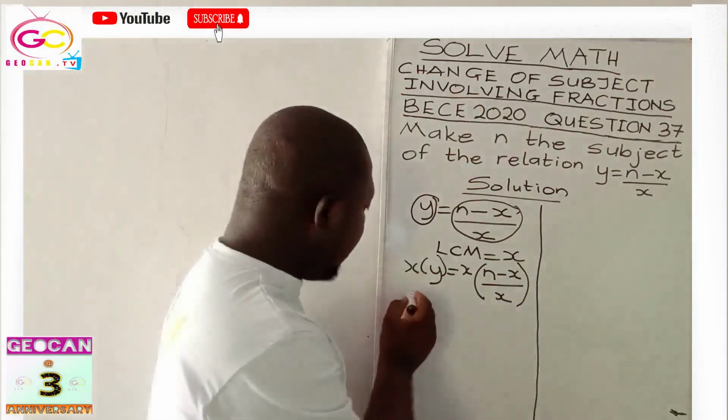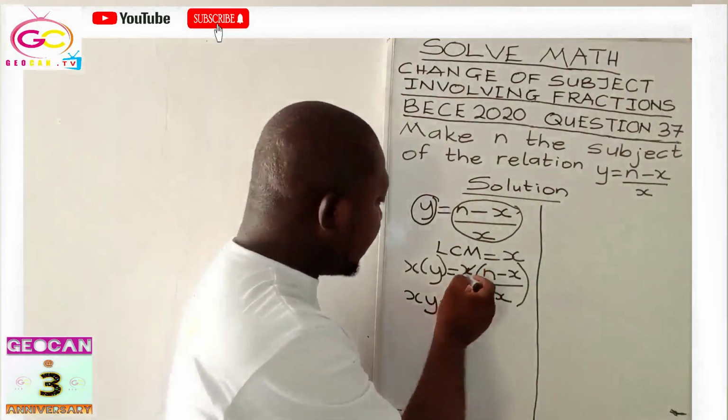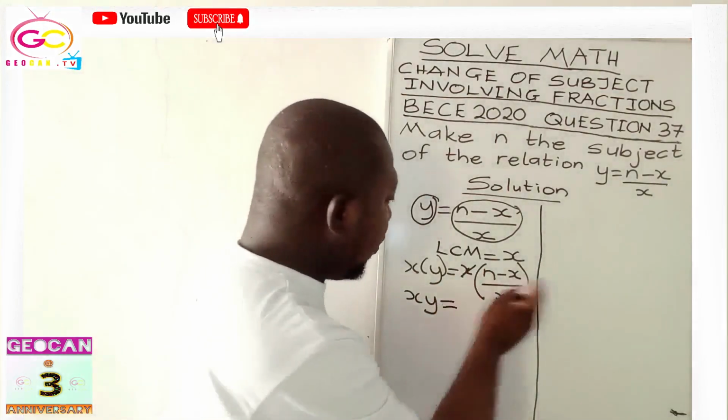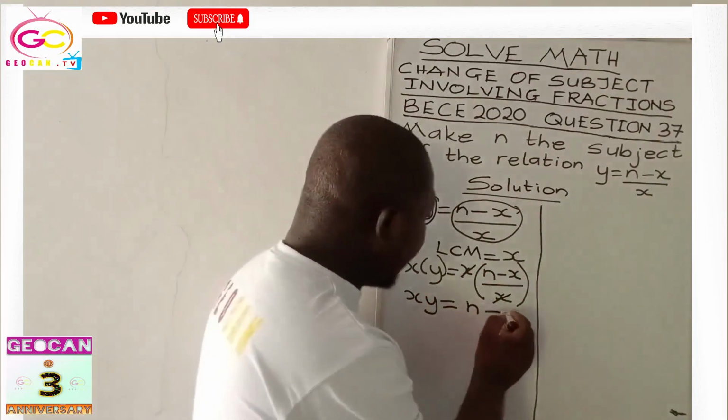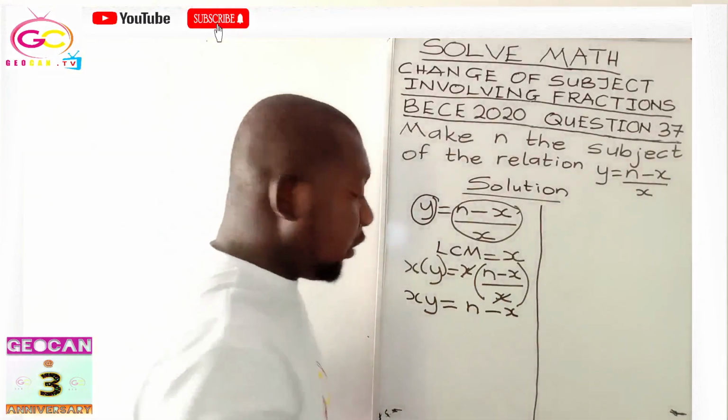Now, x times y will give us what? xy is equal to. Now, x here will cancel x here. So what will be left? You'll be left with n minus x. This time you can ignore the brackets, right? Good, because we are continuing.